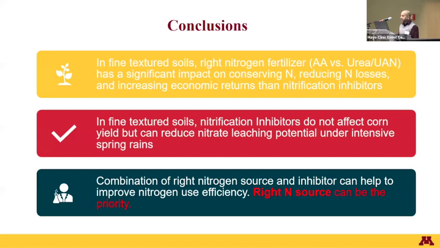So in order to summarize the findings of this study, we can say that overall in fine textured soil, using the right nitrogen fertilizer source can have more significant impact on protecting nitrogen and reducing nitrogen losses and economic returns than using the inhibitors. And though inhibitors showed potential for inconsistent effects in reducing nitrogen losses under intensive rainfall conditions, we recommend a combination of right nitrogen source and nitrogen stabilizers in order to improve the nitrogen use efficiency. However, we recommend that the priority should be given to choosing the right nitrogen source over the nitrogen inhibitors, especially for the fine textured soil.